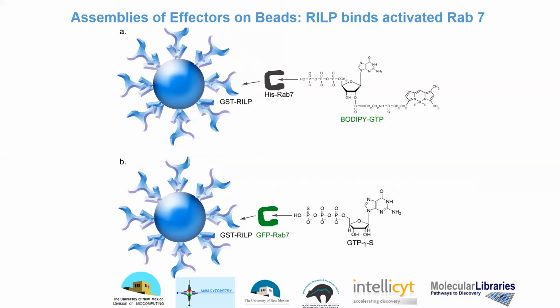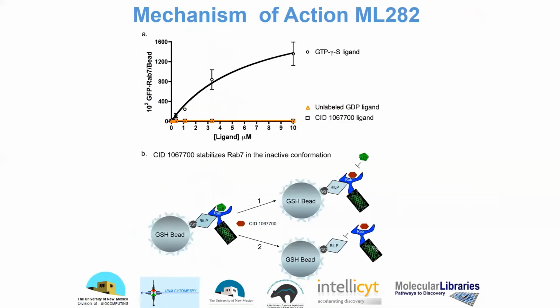This assay could be performed with either a Rab7 construct with GFP or a fluorescent nucleotide. As shown, when GTP gamma S is present, the complex assembles between RILP and Rab7 GFP. In the presence of ML282, there is no assembly. Therefore, ML282 is not an activator like GTP, but rather an inhibitor like GDP.